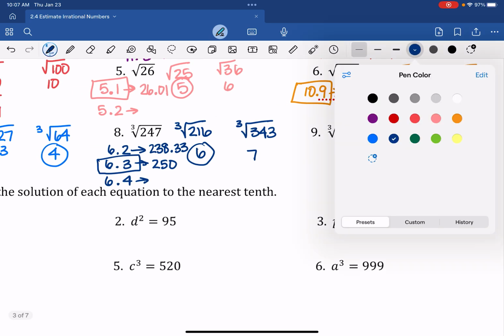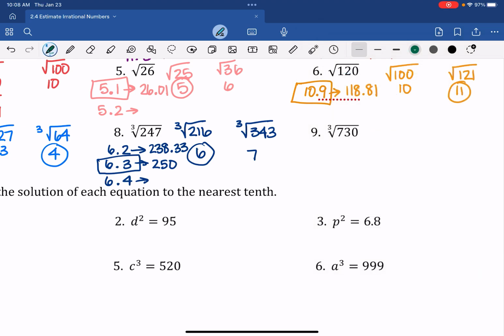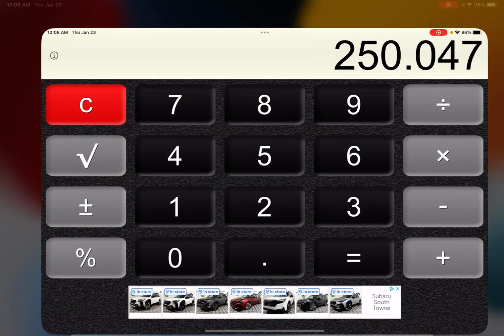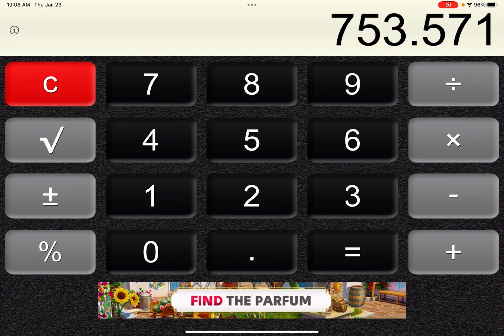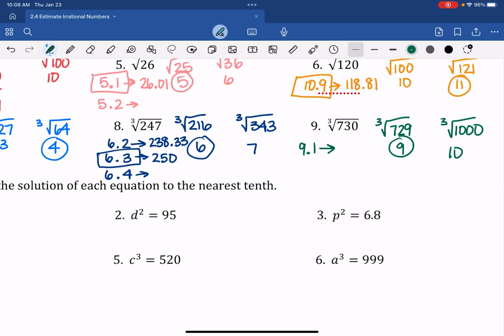Okay, and then the cube root of 730 is in between the cube root of 729 and the cube root of 1000, which means the decimal will be between 9 and 10, closer to 9. Really close to 9, so I'm just going to try 9.1, and I think that will be the right one. Let's just try it. So 9.1 times 9.1 times 9.1, 753.57. And if I went bigger than 9.1, I'm not going to get any closer to 730, so that's just going to be my answer.